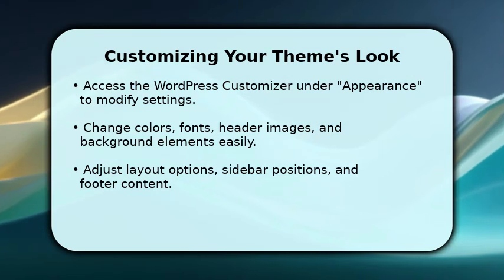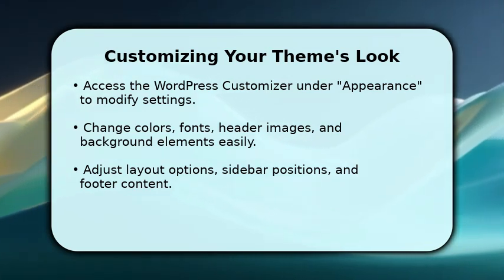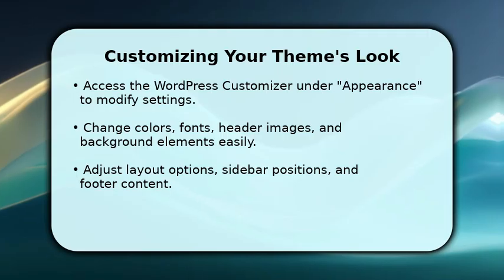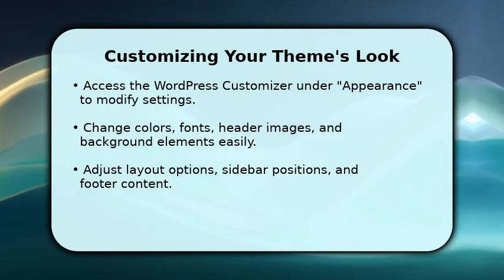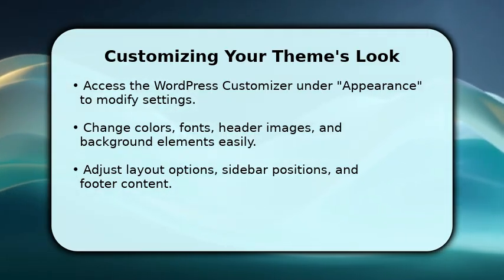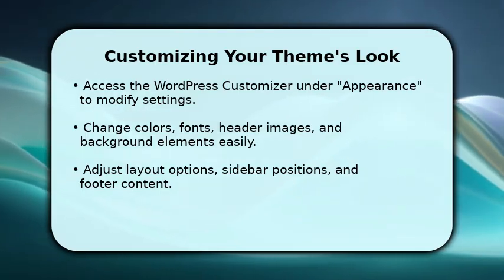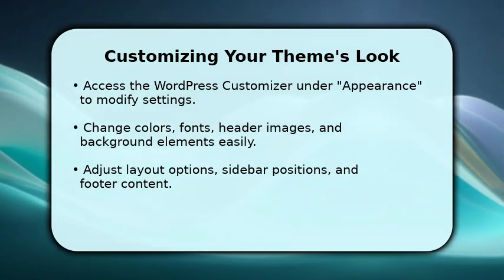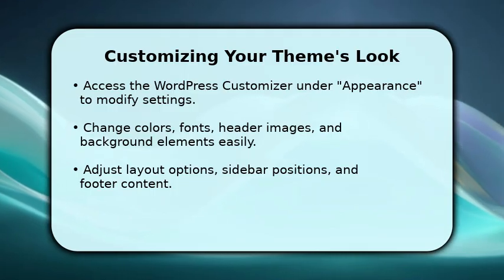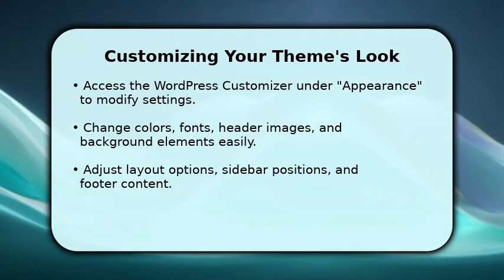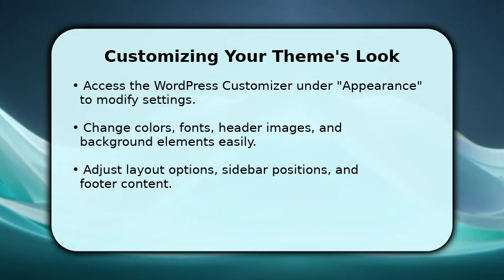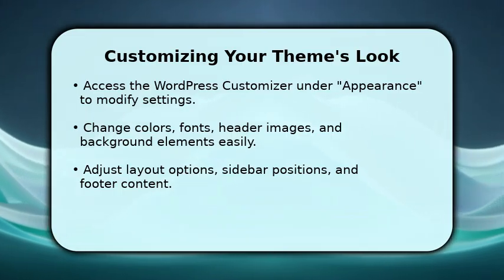After activating your theme, the next step is to personalize its appearance. The WordPress Customizer is your primary tool for this, offering a live preview of all your adjustments. You can effortlessly modify elements like your site's color scheme, typography, and header image. Experiment with different layout options and widget areas to create a unique design that truly reflects your vision.